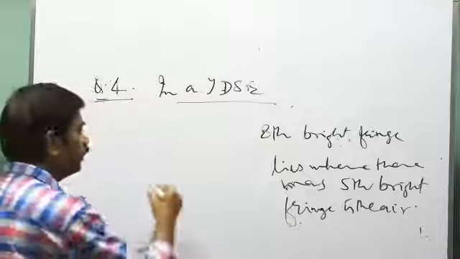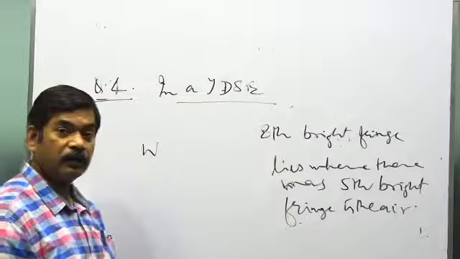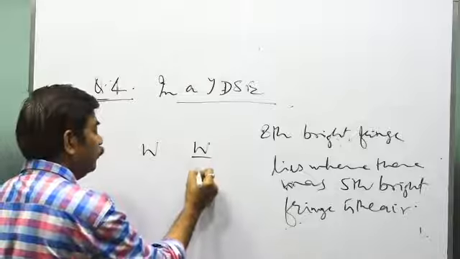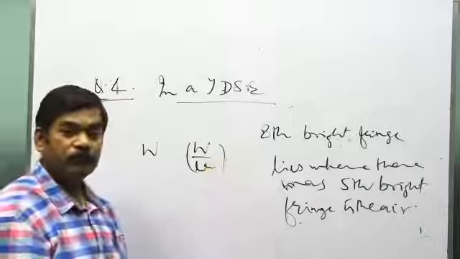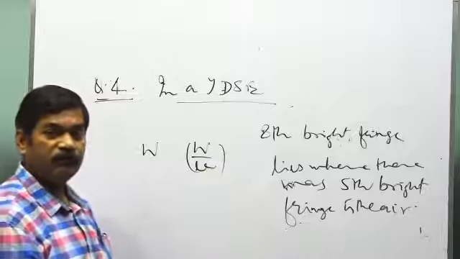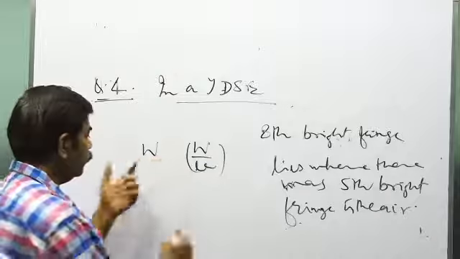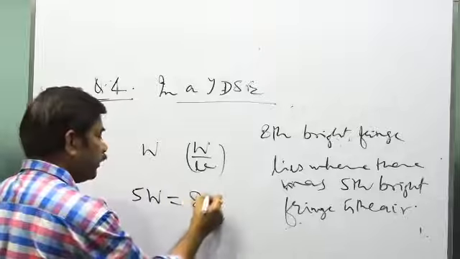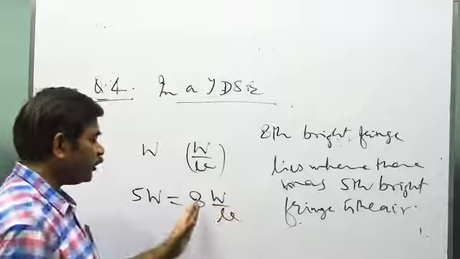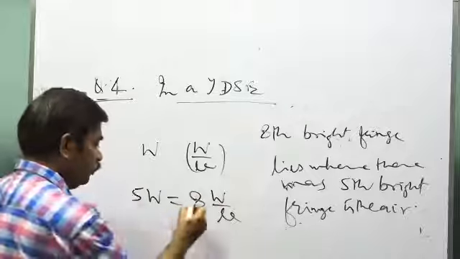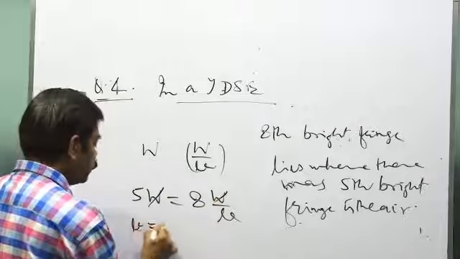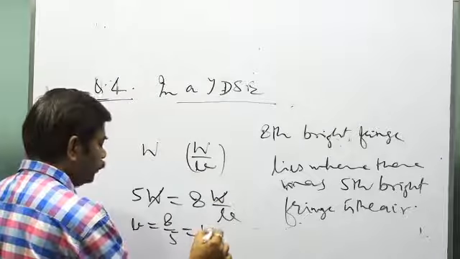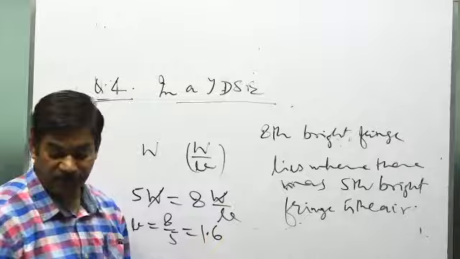Now see, one fringe width is what? W in the air, the same fringe width in the medium will be what? W by mu. This will be W by mu. Is that clear? Now see, the thickness of 5 bright fringes in air will be what? 5W, and in the same thickness the 8 bright fringes are coming in the medium. So 8 into W dash equals what? 5W. That means this becomes mu equals what? 8 by 5. So 8 by 5 means what? It's 1.6. This becomes the refractive index.